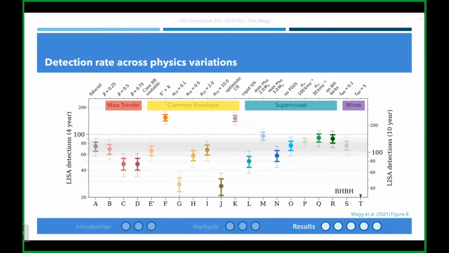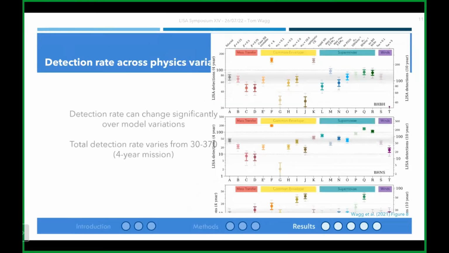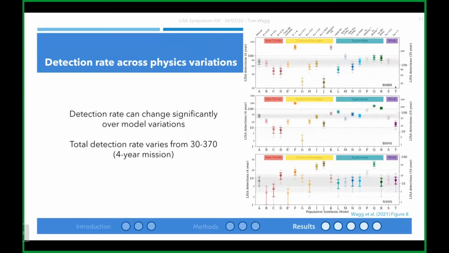Even nicer, use lots of different physics variations, and then you can see how things change. This is just binary black holes. If I zoom out and look at all three, black hole neutron stars vary a bunch, like 2 orders of magnitude. And double neutron stars don't vary very much, but that's because the models that we chose vary lots of black hole physics rather than neutron star physics. But the big takeaway here is that the detection rate is going to vary significantly over those model variations. It's going to go between 30 and 370 over a 4-year mission. So it's very important that we are considering physics assumptions.